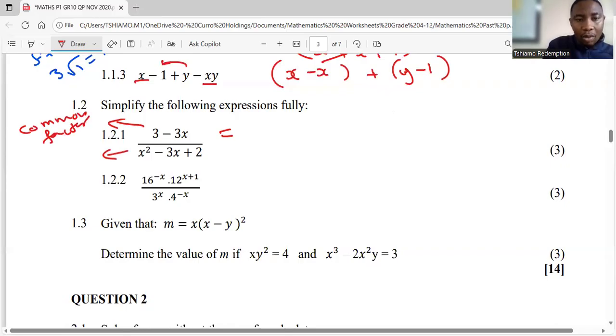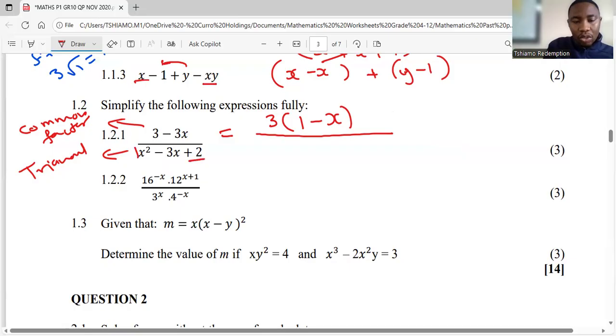And then here, I'm going to factorize using a trinomial. So what is the common factor in the first one? Common factor is 3. So I'm going to take 3 out. If I take out 3, I'm left with 1 minus x over. How do we factorize a trinomial? We get the factors of x squared and 2 to get the factors of negative 3x.